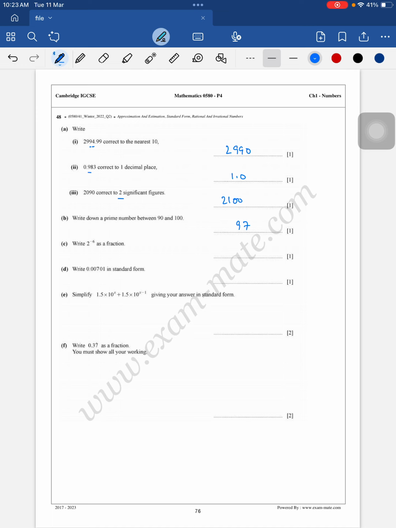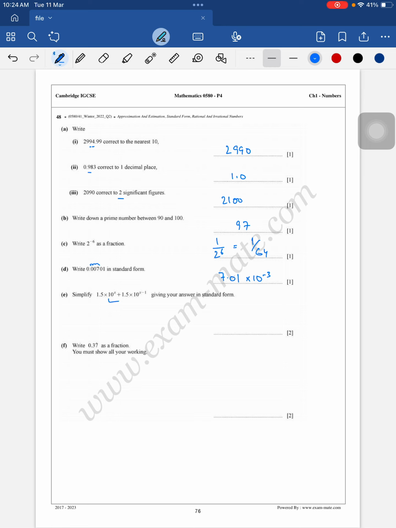2 minus 6 as a fraction. 2 to the power of minus 6 means 1 upon 2 power 6. Minus 6 goes in the denominator, and 2 power 6 is 64. So 1 upon 64. Write 0.00701 in standard form. So in standard form it will be written as 7.01, and since the decimal moves 1, 2, 3 places, multiply by 10 to the power minus 3. Simplify 1.5 exponent x plus 1.5 exponent x minus 1, giving your answer in standard form.